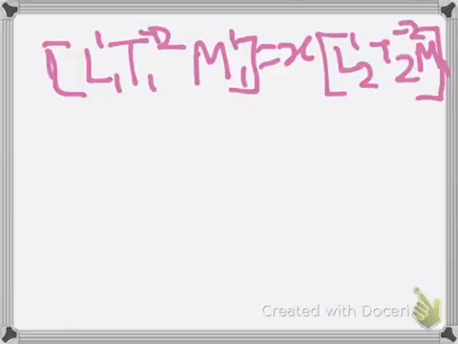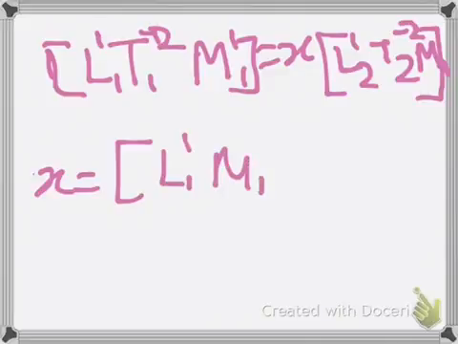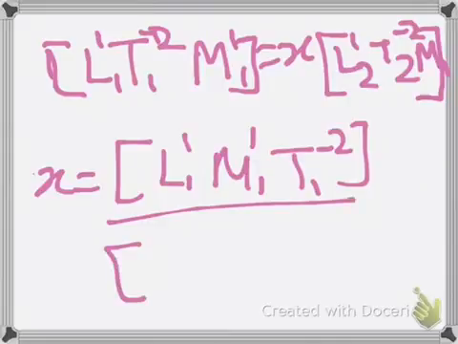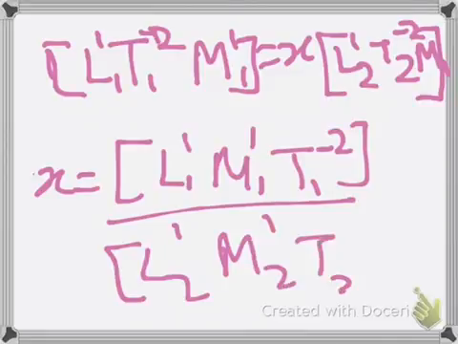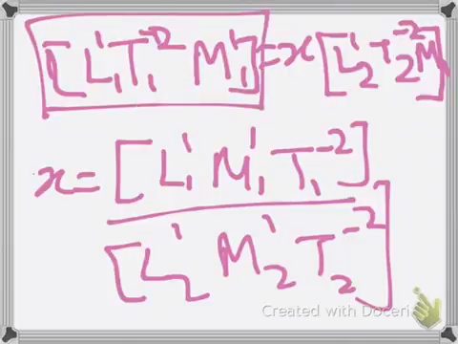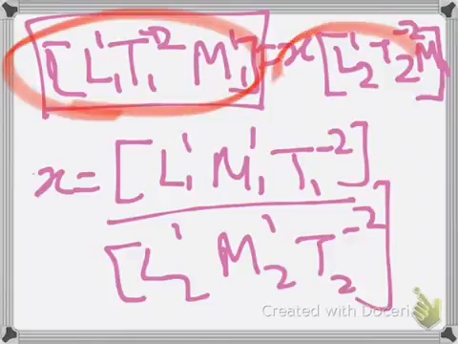Alright, so this is it, and so x will be L1 to the power 1, M1 to the power 1, T1 to the power minus 2 upon L2 to the power 1, M2 to the power 1, T2 to the power minus 2. Because we had said, let these be the dimensions in newtons, and let these be the ones in dyne. So let 1 Newton be equal to x dyne.